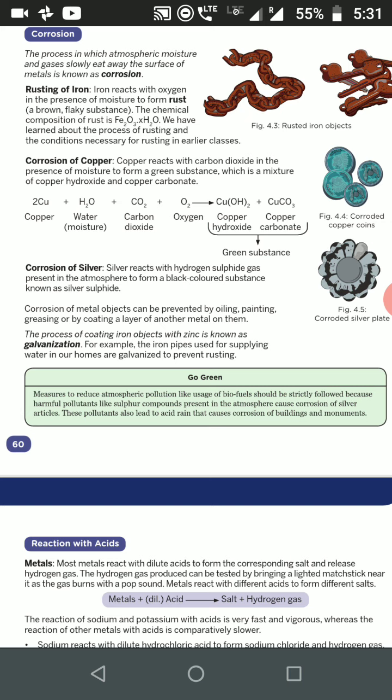How to prevent the corrosion? How to prevent the rusting? We can prevent the rusting by oiling, by painting, by greasing, or by covering the iron objects with the metal zinc, and this process is called galvanization. The process of coating of iron object with the zinc is called galvanization.